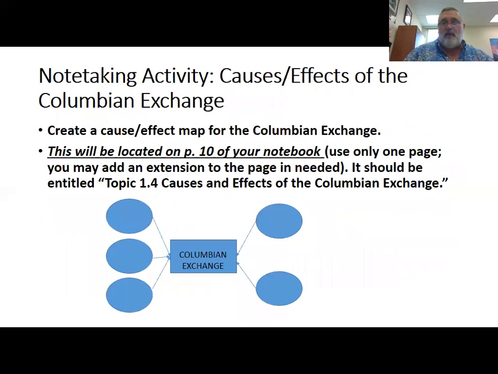But what I want you to do on page 10 in your notebook is to create a cause and effect map, chart, however you want to look at it, that looks at the Columbian Exchange. So what caused the Columbian Exchange to happen? And then what were some things that impacted particularly Europe and the Americas afterwards? Okay, so this goes on page 10 in your notebook.